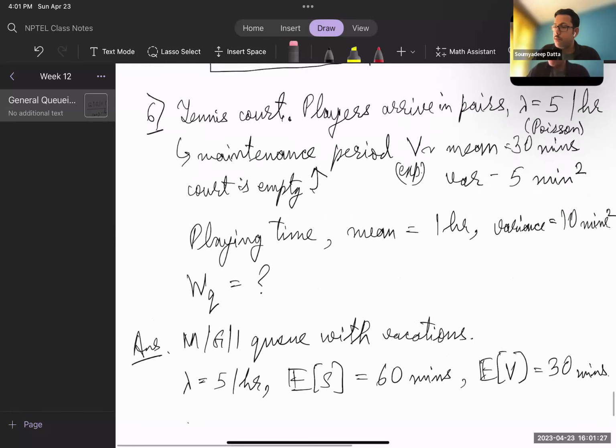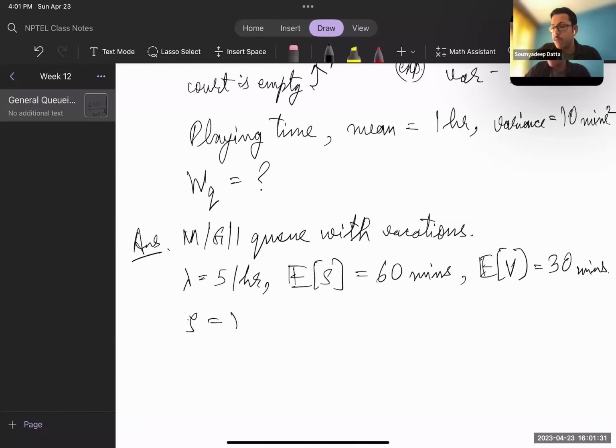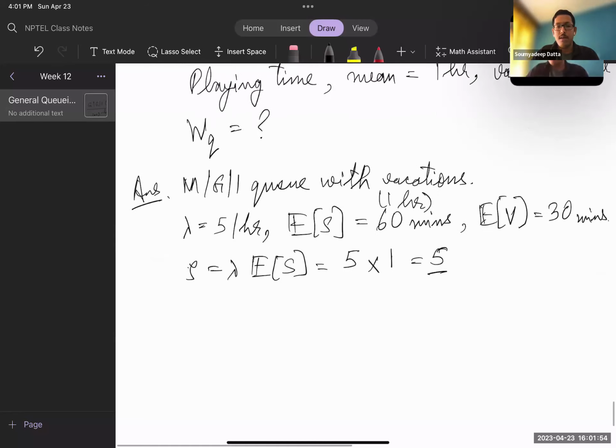Another important quantity here is rho, which is nothing but lambda times the expectation of S. We need to be careful about the units here. Lambda is 5 per hour, and the expectation of S is 1 hour, so 5 per hour times 1 hour. Then the value of rho is 5, right?